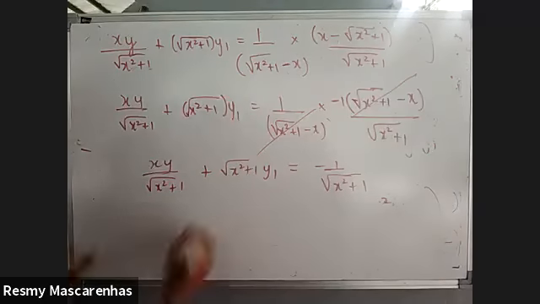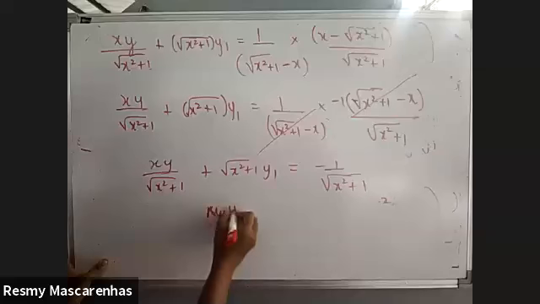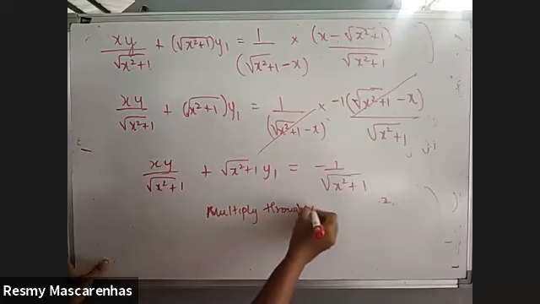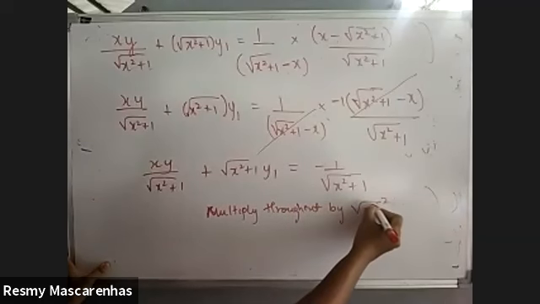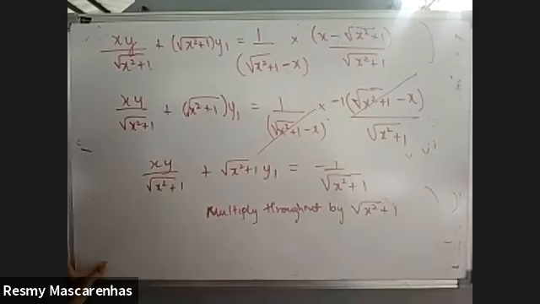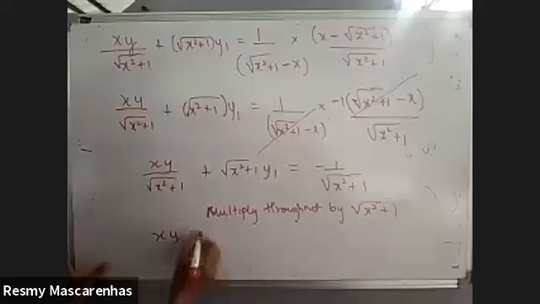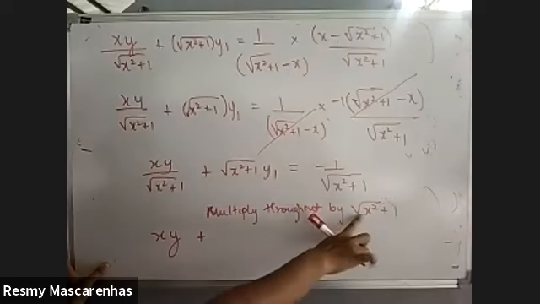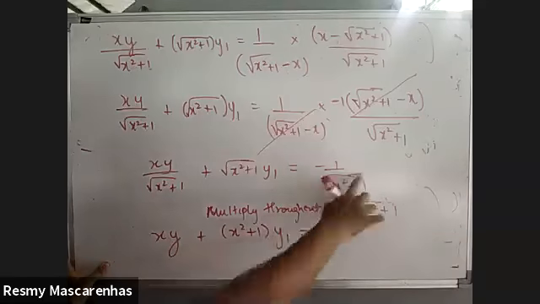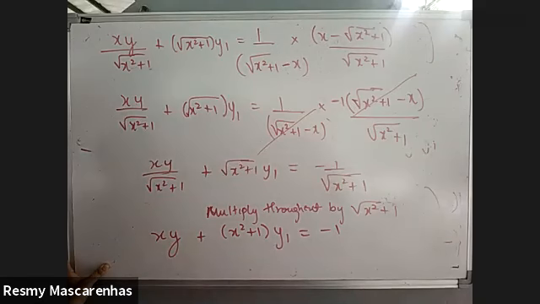Okay. And now I want to get rid of this denominator. So multiply throughout by root of x square plus 1. So multiply all the terms with root of x square plus 1. So what will happen? Denominator will go. Root of x square plus 1 into root of x square plus 1 will give you just x square plus 1. Here also, if you multiply x square plus 1, only minus 1 will remain.